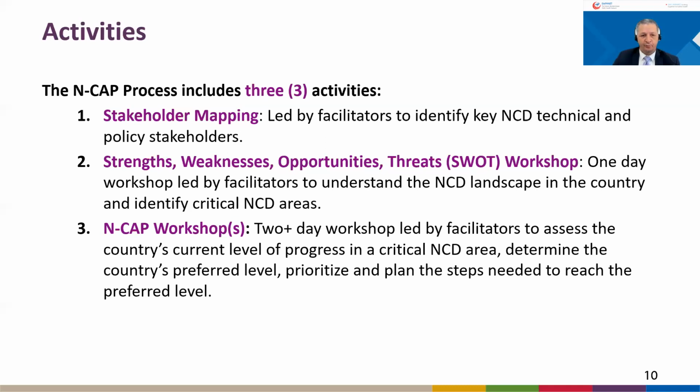The NCAP process is composed of instructor-led activities. The first activity is stakeholder mapping, which aims to identify key NCD technical and policy stakeholders. This is followed by the strengths, weaknesses, opportunities, and threats (SWOT) workshop, which is usually a one-day workshop, and aims to understand the NCD landscape in the country and identify critical NCD areas. The last activity is the NCAP workshop. Usually it's a 2 or 3 day workshop to assess the country's current level of progress in a critical NCD area, determine the country's preferred level, and prioritize and plan the steps needed to reach the preferred level.